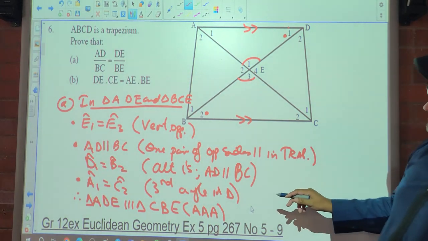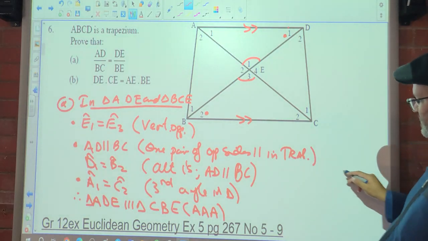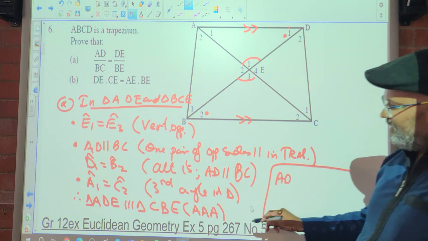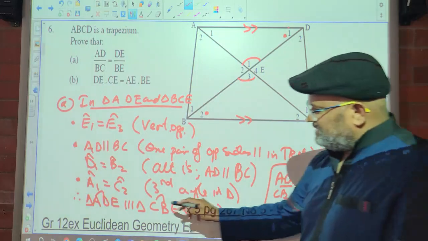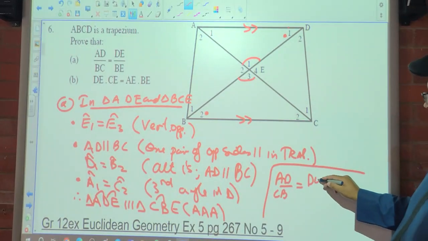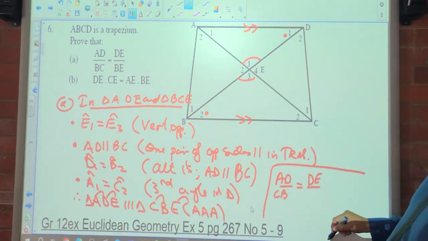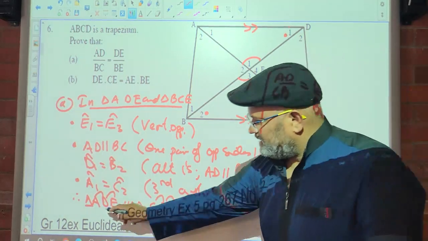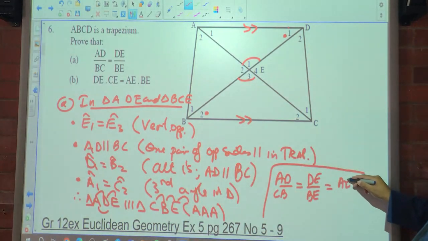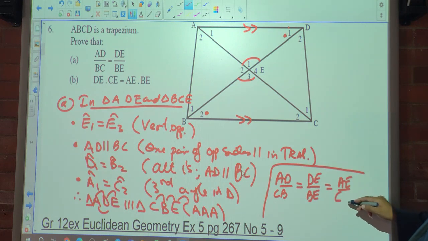So I'm going to go with the ratio now. AD over CB equals DE over BE equals AE over CE. Why? Because triangle ADE is similar to triangle CBE.